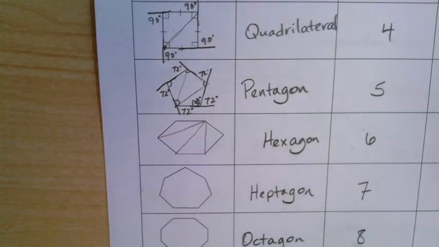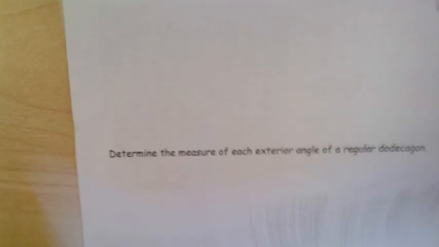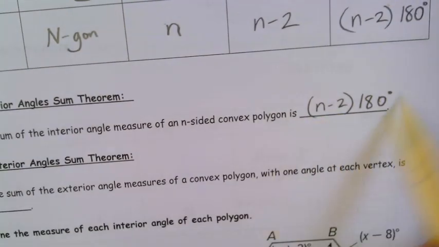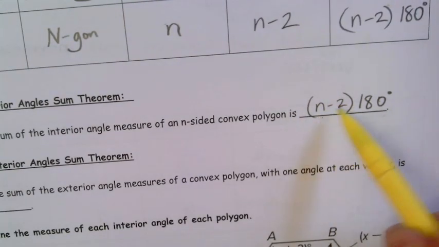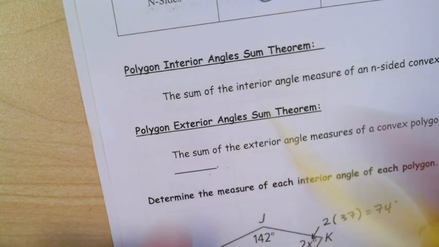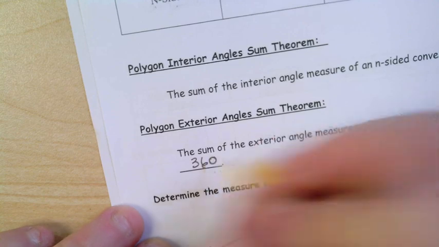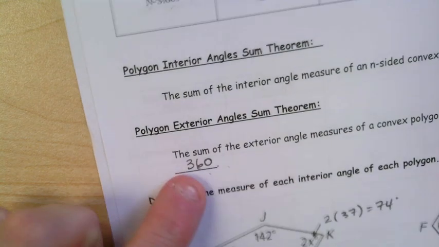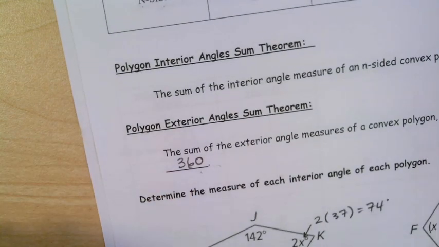Okay? So, really simply, the one formula that we have to memorize, the sum of the interior angles, is the number of sides minus 2 times 180. The sum of the exterior angles is just 360. Okay? So if you can remember that, that's helpful right there.